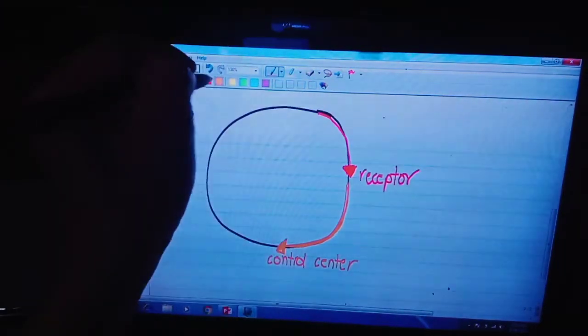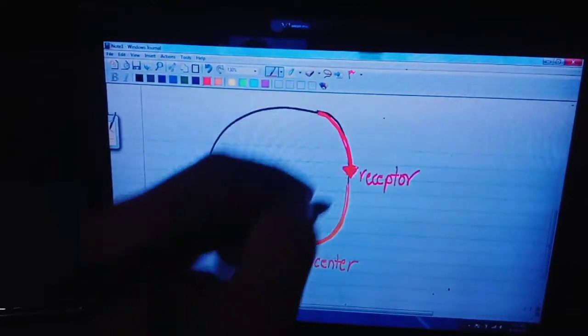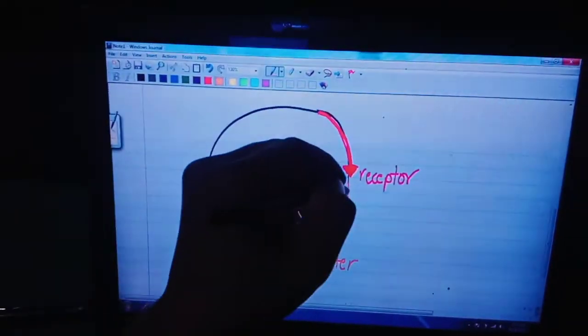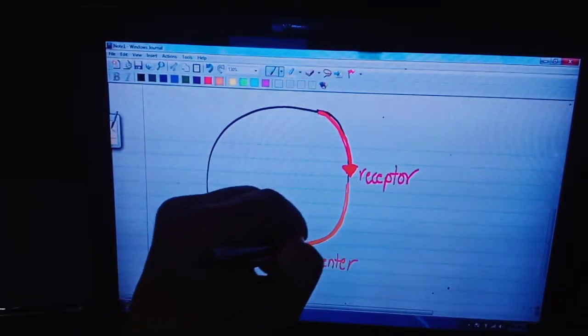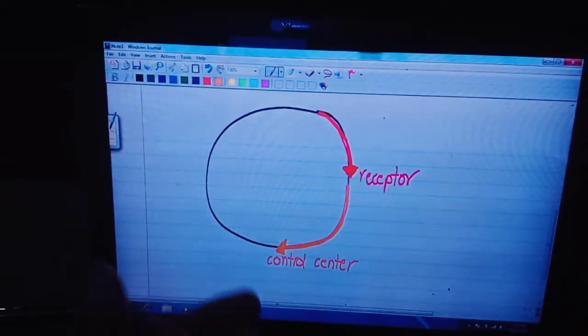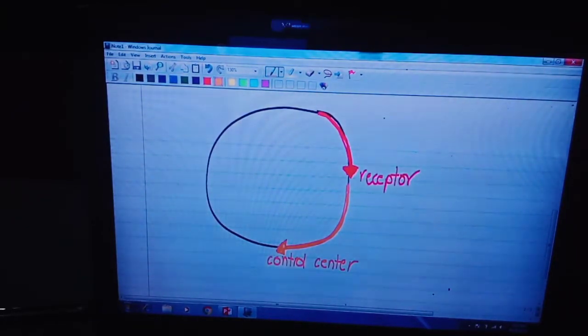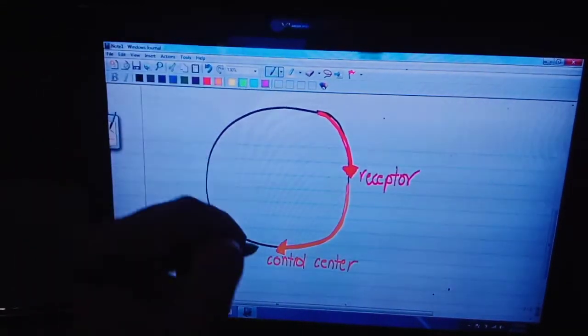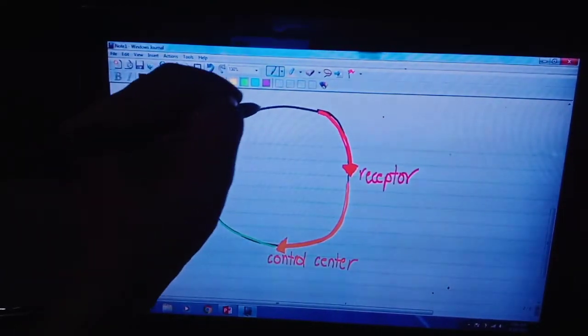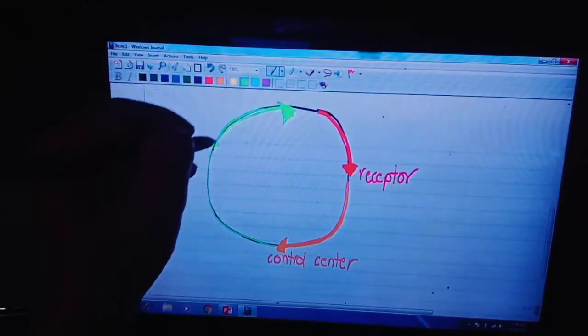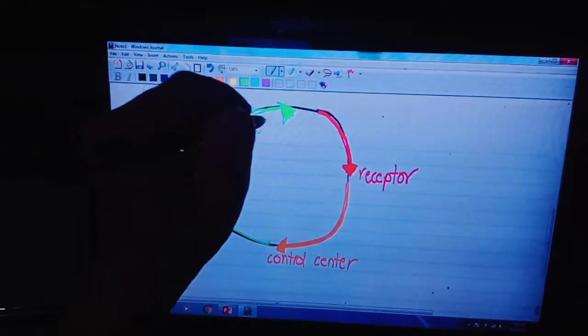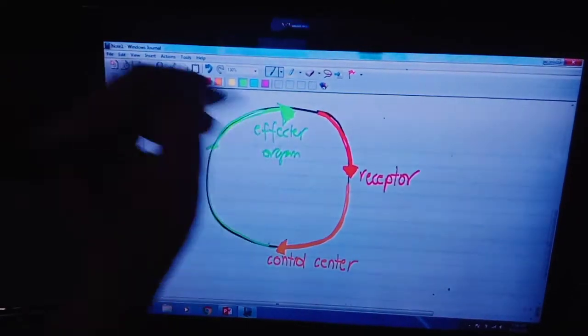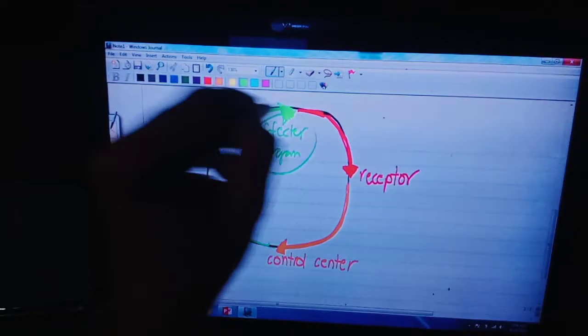This receptor, again, picks up the changes and will send information. Kanino sila magsisend ng information, guys? To the control center. This control center now will develop a plan of attack: how in the world do we put this back into a normal situation? The control center will figure out paano nila ibabalik into a normal situation. And then they will now communicate to your effector organ.